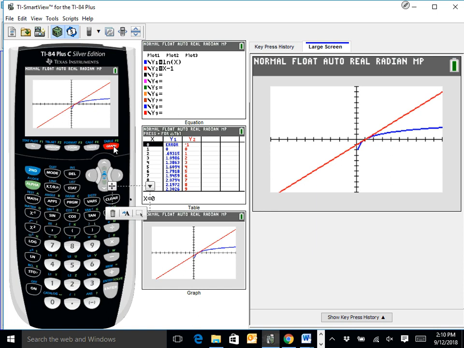So, have fun with this. Memorize those derivatives. They're going to be important all year long and on test day.